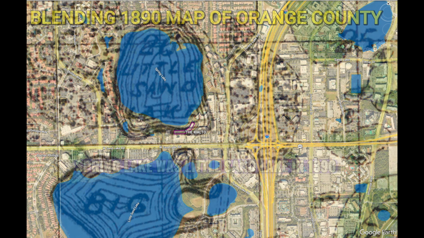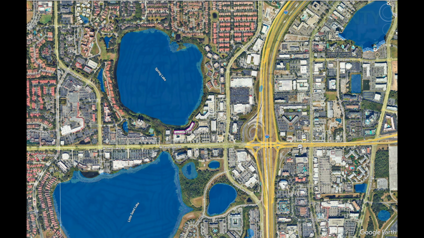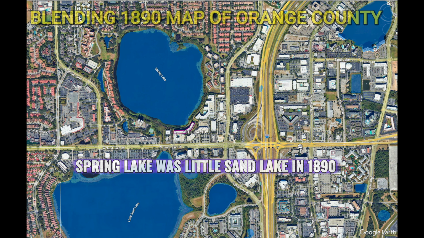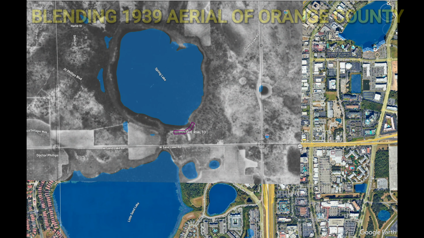As a reminder, when the 1890 map appears, today's Spring Lake was labeled Little Sand Lake in 1890, because what we now call Big Sand Lake had not yet been berm separated to create a new Little Sand Lake. So you are in fact looking at the correct lake.